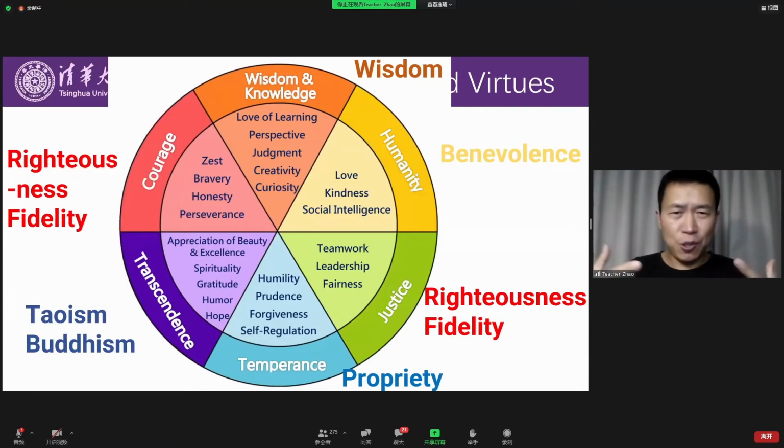Actually, if we match Chinese culture, for example, when we say cross-culture, take the example of China. What are the most important virtues of Chinese culture? If we look at the Confucianism virtues, it's benevolence. This is almost like humanity, right? And wisdom, same thing as wisdom. And also we value righteousness and fidelity. And this actually corresponds to courage and justice. And also we emphasize propriety, right? The rituals and the rules. And this is similar to temperance. Transcendence, actually, we got first, we got Taoism and Buddhism virtues.